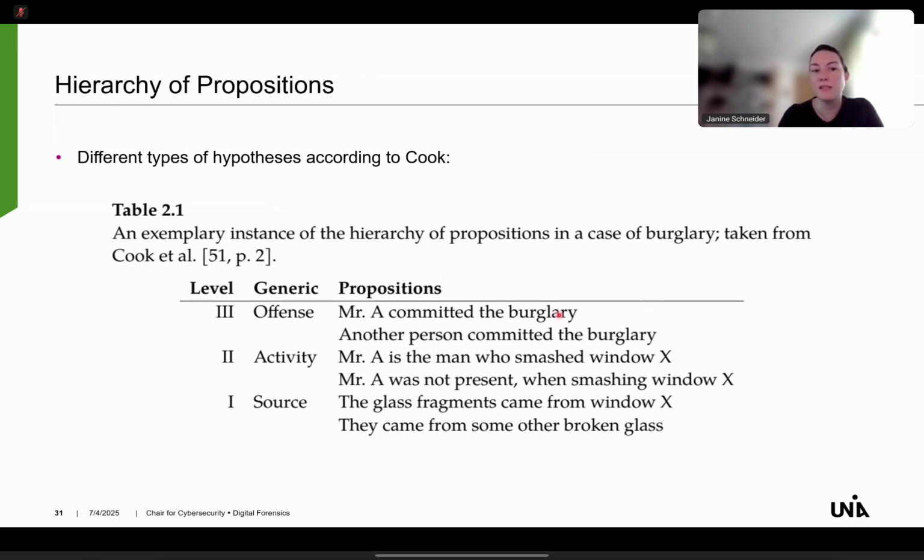If, for example, the hypothesis that Mr. A committed a burglary can be disproven, then we still have the hypothesis that another person committed a burglary, with which we can work further. The second level is activity. Mr. A is the man who smashed window X. Mr. A was not present when smashing window X. And so you can form levels of hypotheses.